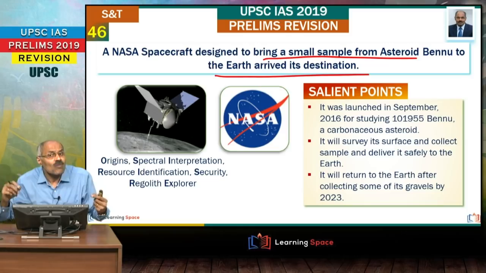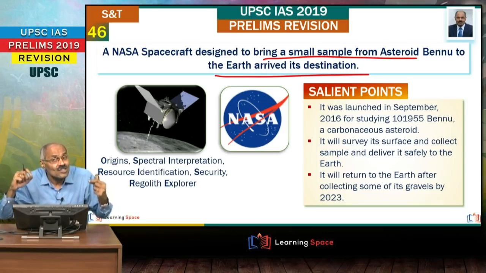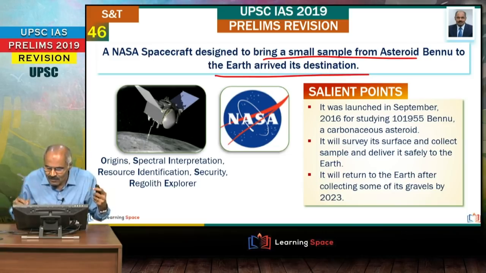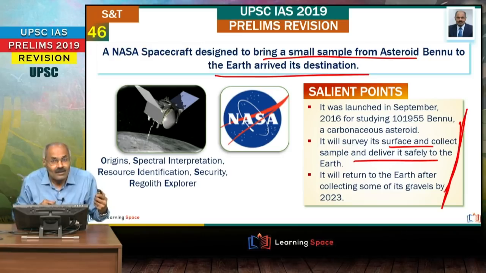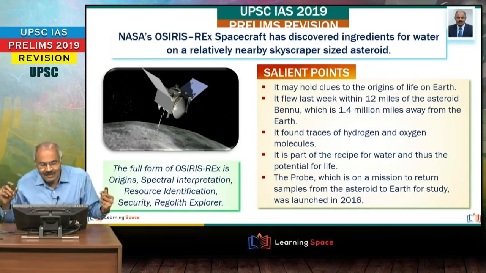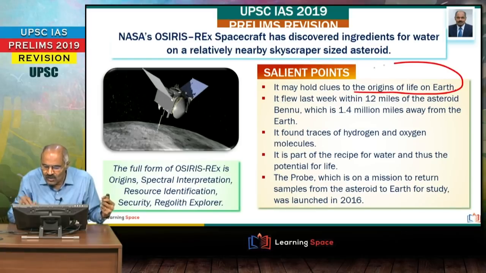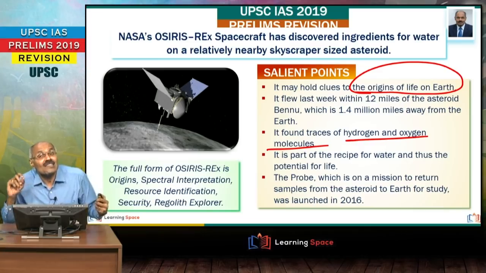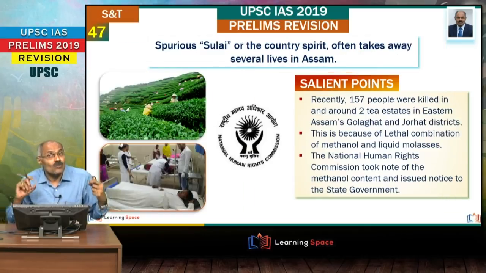Friends, there is a logic why asteroid Bennu was selected, but that may not be important from your exam perspective. Please don't forget asteroid Bennu. Exploring asteroid Bennu is the initiative of NASA. It will survey its surface, collect the sample, and come back to the Earth safely, right friends? This is OSIRIS-REx, the experiment of NASA, please don't forget, right? And it may hold clues to the origins of life on Earth. It found traces of hydrogen and oxygen molecules on this carbonaceous asteroid, right friends? Let us move on to the next one.